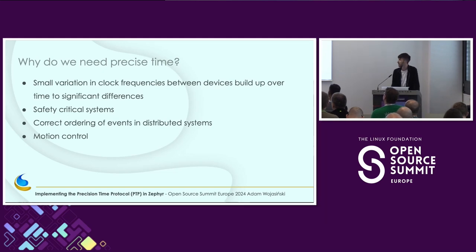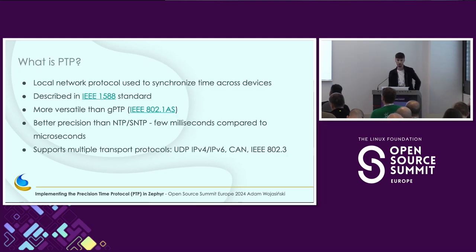In distributed systems where we have a small variation in clock frequencies, over time those differences can build up to some significant differences, and that might impact our safety critical systems or some ordering of events. Precise time is also needed in some motion control systems or, I don't know, audio applications and so on. So what exactly is PTP?